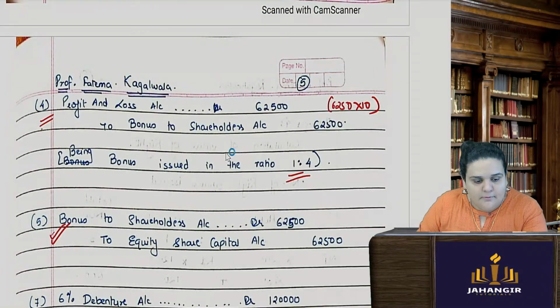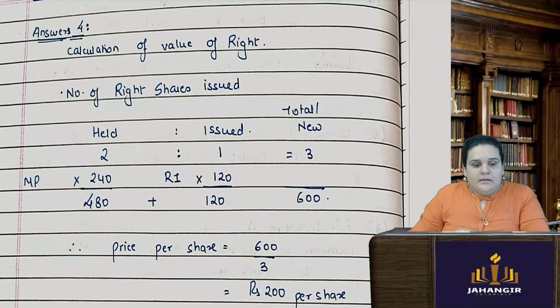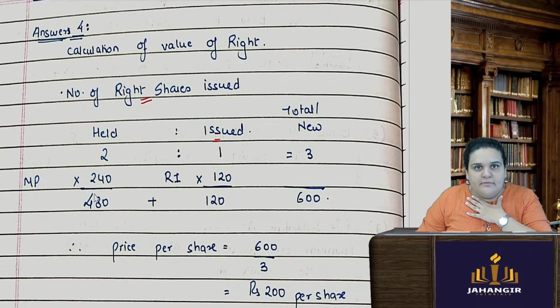Okay. Now, number of right shares issued. If you are having 2 shares, they are giving us right 1 share. Now today I am having 2 shares and I know the market value. They have already told me the market value of my share. So 240 rupees is my market price. So the total value of my 2 shares currently is 480.